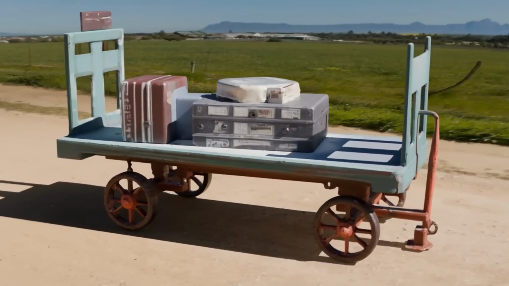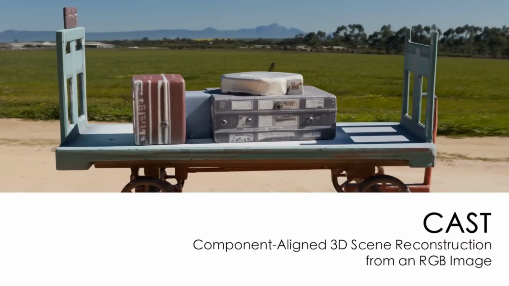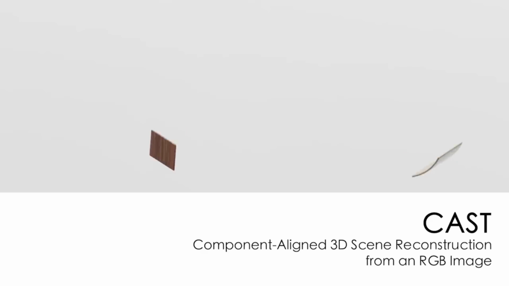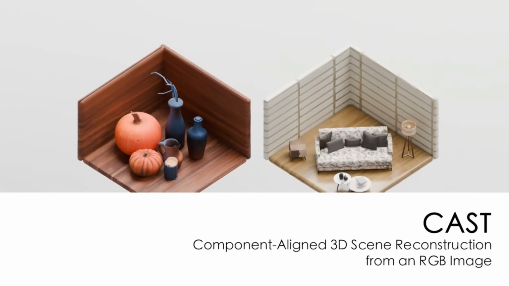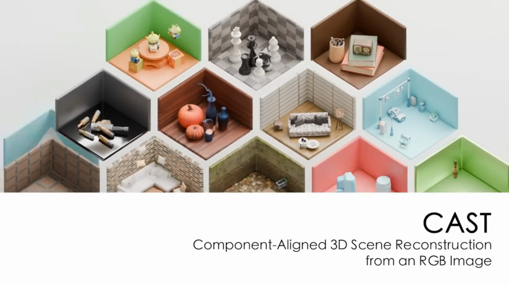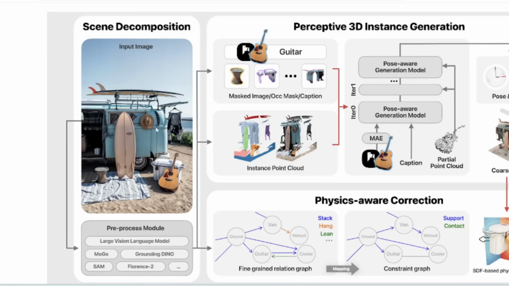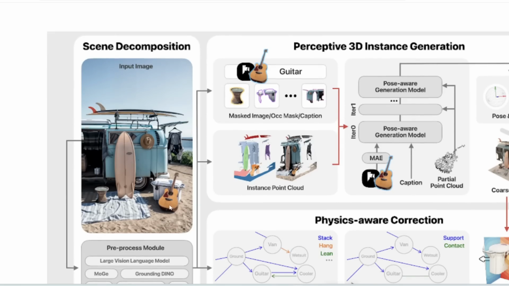Next up, we have a really cool 3D model generator. It's called CAST, which stands for Component Aligned 3D Scene Reconstruction from an Image. But wait a minute, where does the T come from? Anyways, this AI can recreate an entire 3D scene just from one image. So here's how it works. First, it looks at your input image and figures out what objects are in it. So for example, here it has detected a guitar, a cooler, a van, a surfboard, etc.